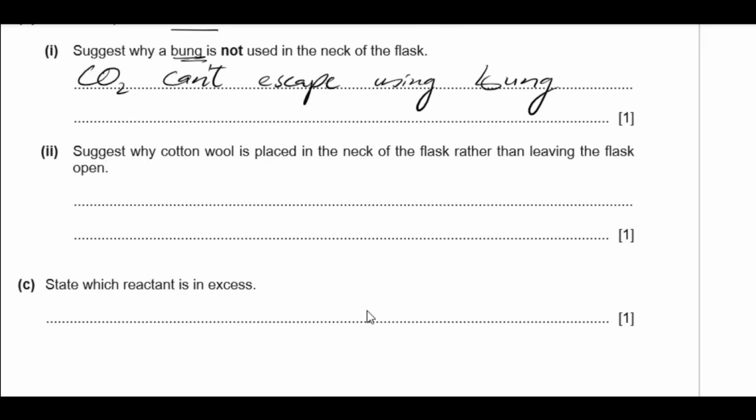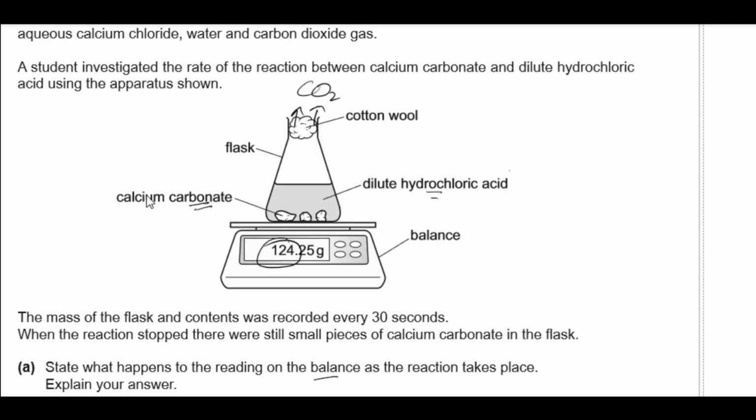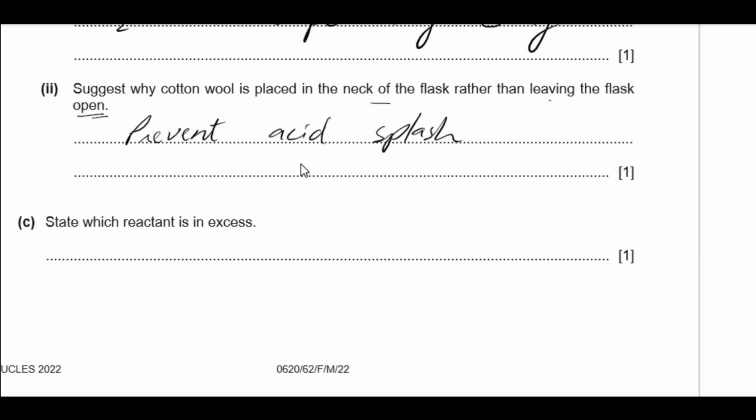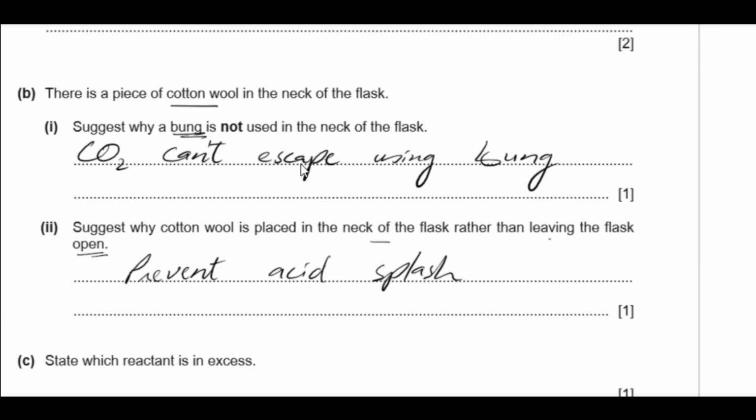The second part is: suggest why cotton wool is placed in the neck rather than leaving the flask open. Here an acid was used. It's a strong acid, and when a strong acid reacts, there are chances that a splash of the acid would be observed, and we don't want that. So basically, cotton wool would prevent acid splash.